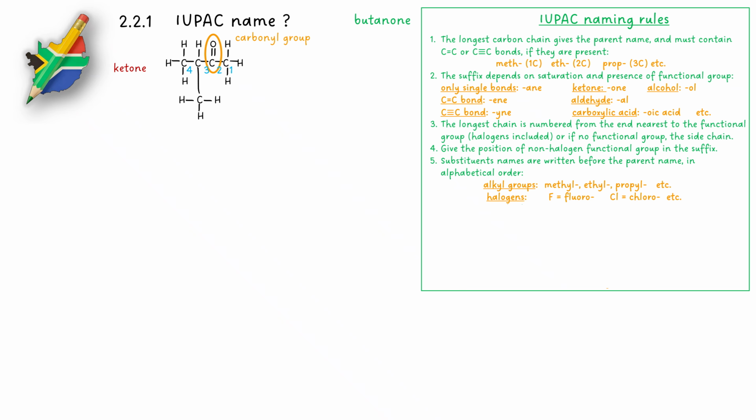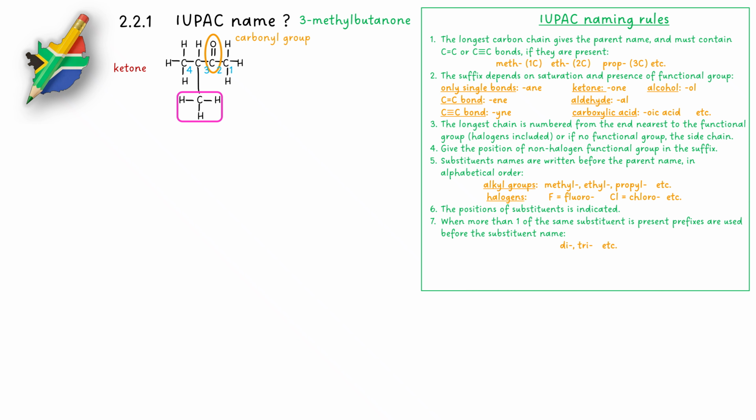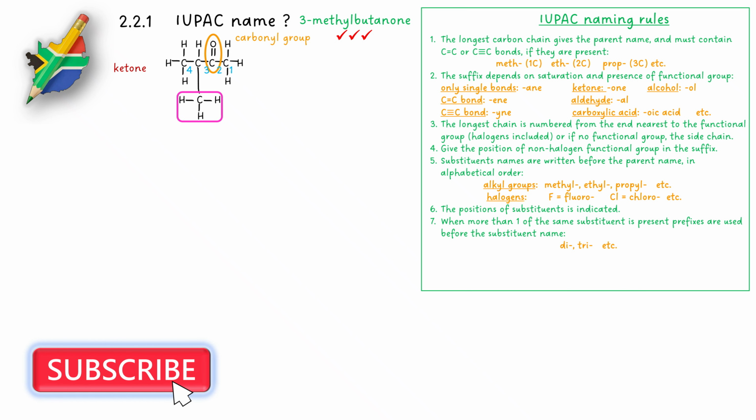Then we write the substituent names before the parent name in alphabetical order, indicating their position and using prefixes to indicate if there is more than one of the same kind. The only substituent is a methyl group on carbon number 3, so the prefix is 3-methyl. The name of this compound is 3-methylbutanone.